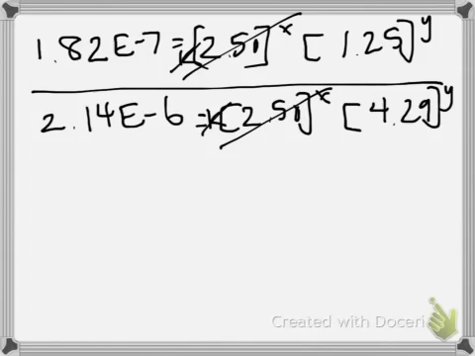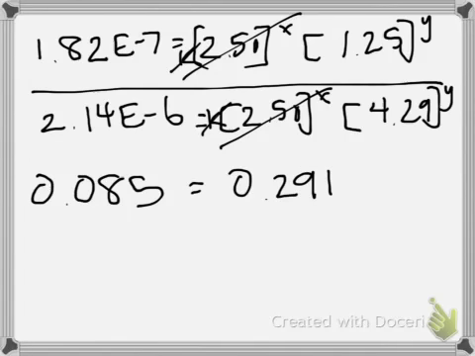So what I'm going to get here, once I do my math, 1.82 times 10 to the minus 7 divided by 2.14 times 10 to the minus 6 is going to be, I'm getting it right now, 0.085. I'm going to check that one more time. 1.82 times 10 to the minus 7 divided by 2.14 times 10 to the minus 6, and that gives me the same number. Okay, and I have 1.25 divided by 4.29, that's the concentrations on the other side, so that's going to equal 0.291 raised to the y.